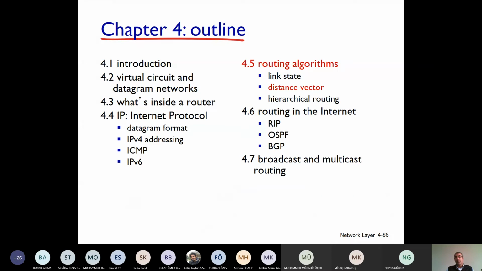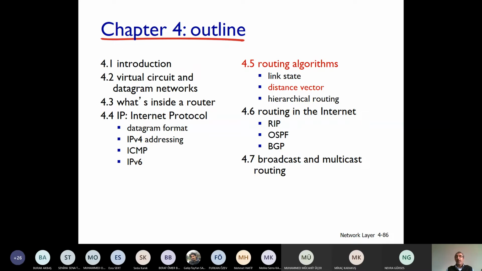Okay, that was about the first approach. What was the first approach? It was the global routing approach, where all the nodes in the network have a complete network topology and the cost of all the links. Of course, this is complex, right?